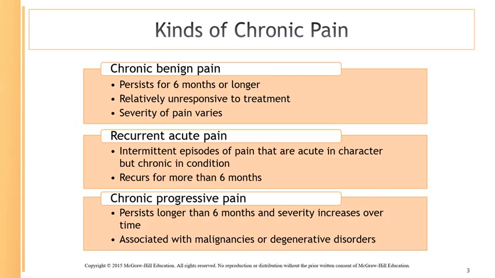With recurrent acute pain, you have intermittent episodes of pain that are acute in character, but they're chronic in condition, and they reoccur for more than 6 months. Chronic progressive pain persists longer than 6 months, and the severity increases over time. So this pain is associated with malignancies or degenerative disorders.